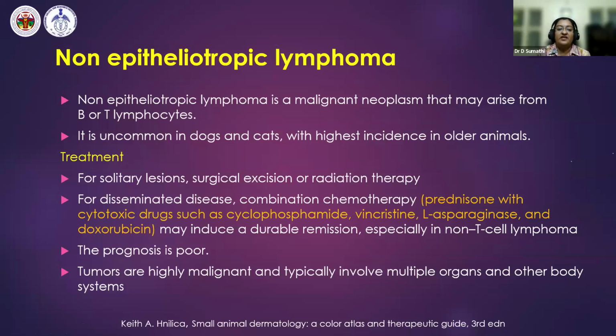So here, if it is a solitary lesion, you can go for a surgical excision. You can also attempt radiation therapy. If it is disseminated or more diffuse, then you can go with combination chemotherapies like prednisolone, cyclophosphamide, vincristine, L-asparaginase, doxorubicin. Here, whatever you do, the prognosis is going to be very poor, and you need to explain to the owner that the survival period is between 6 months to 9 months. So you have to inform the owner.